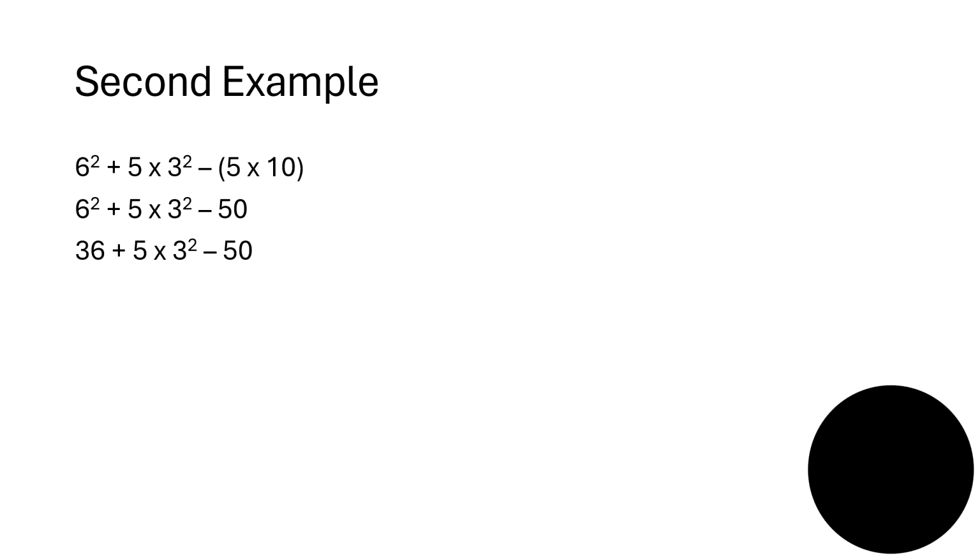And so we work left to right. Our next step, we do the 3 squared, that's 9. So we have 36 plus 5 times 9 minus 50. Our next step, we do the multiplication and division. And so we see multiply. 5 times 9 is 45. So now we have 36 plus 45 minus 50. And of course, 36 plus 45 is 81. Minus 50 is, I believe, 31.